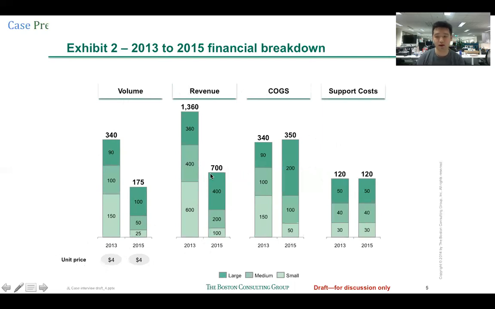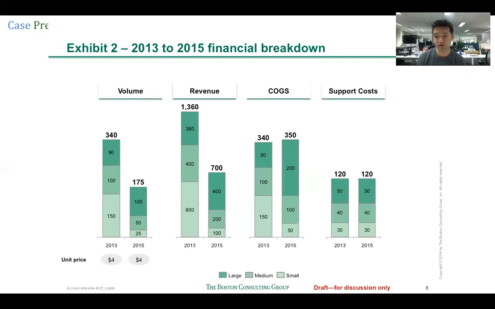So this is the point where, 10 to 15 seconds after looking at the graph and thinking about what I'm seeing, I'd talk back to the interviewer and say, oh, okay, I'm looking at this high-level information. I think what's shown here is volume, revenue, COGS, and support, which is basically all the elements of profit and profitability between 2013 and 15, so we can see how they've evolved. And it's also been split out by segments between large, medium, and small.